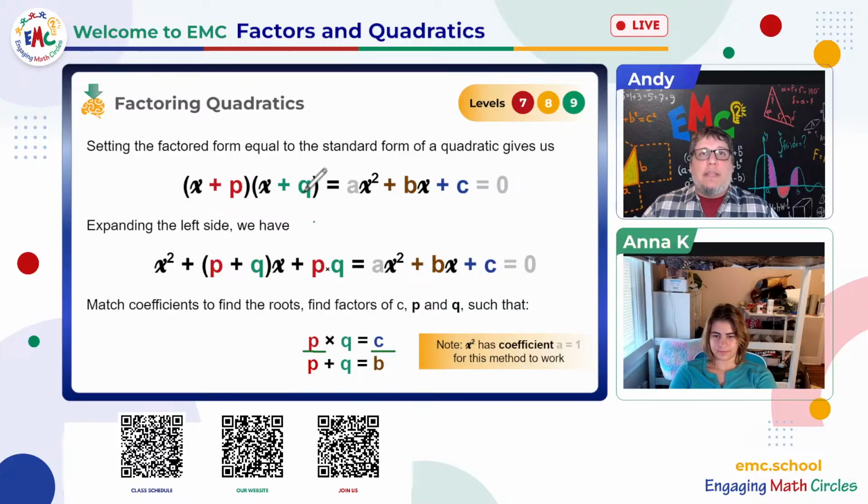So x plus p times x plus q, if we expanded the left-hand side, we'll have x squared plus px plus qx gives us p plus q times x, plus p times q. So that's where it comes from.